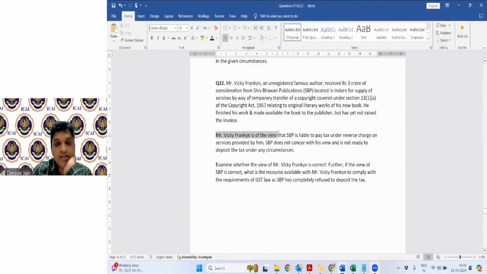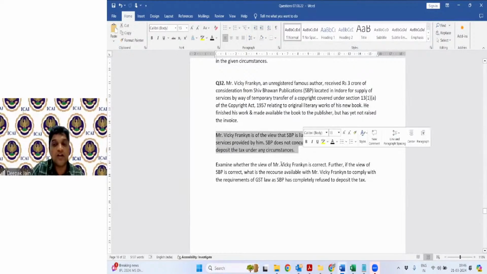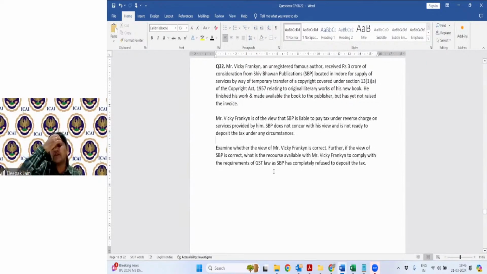Mr. Vicky Franklin is of the view that SBP is liable to pay tax under reverse charge on services provided by him. SBP, the publisher, does not concur with his view and is not ready to deposit the tax under any circumstances. Examine whether the view of Mr. Vicky Franklin is correct. Further, if the view of SBP is correct, what is the recourse available with Mr. Vicky Franklin to comply with the requirements of GST law?